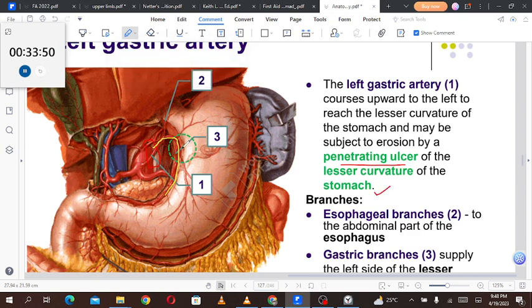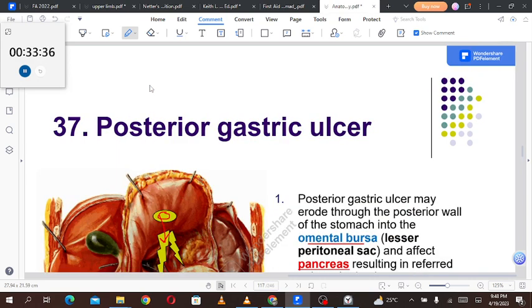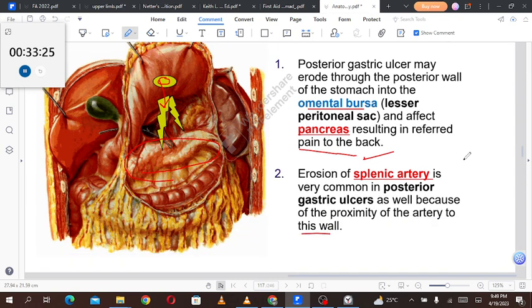Firstly, if there is an ulcer on the lesser curvature, that can cause damage or hemorrhage from the left gastric artery. Or if there is an ulcer on the posterior gastric wall, as we saw a few pages up, that ulcer can erode its content into the lesser peritoneal sac, and that eroded content will ultimately lead to damage to the splenic artery, and they will be bleeding from the splenic artery. Erosion of the splenic artery will be there if there is a posterior gastric ulcer. Coming back to the point.